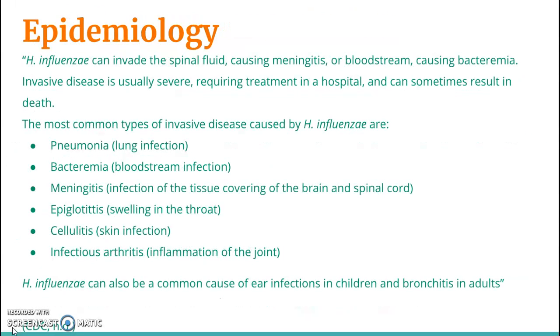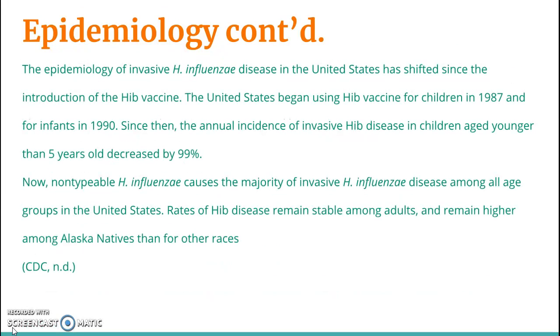So H. influenza can invade the spinal fluid, causing meningitis, or the bloodstream, causing bacteremia. Invasive disease is usually severe, requiring treatment in a hospital, and can sometimes result in death. The most common types of invasive disease caused by H. influenza include pneumonia, bacteremia, meningitis, epiglottitis, cellulitis, and infectious arthritis. And as I mentioned before, it's a common cause of ear infections in children and bronchitis in adults.